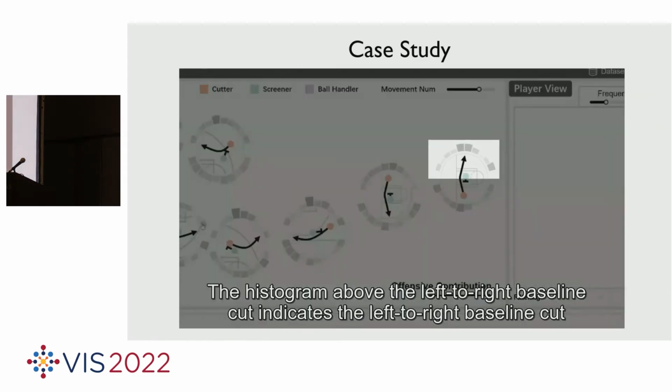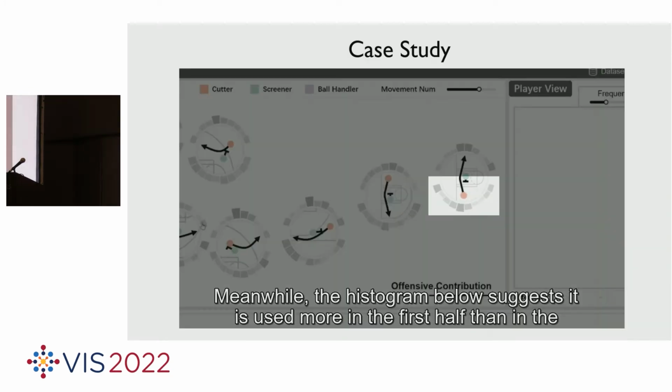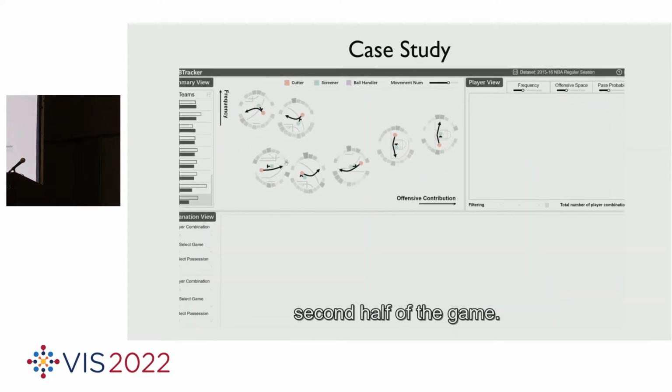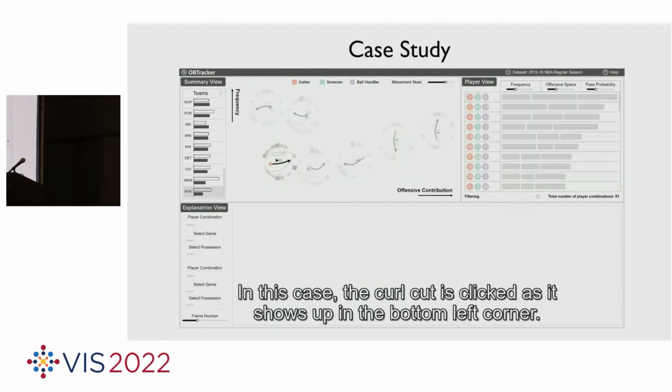The histogram above the left-to-right baseline cut indicates the left-to-right baseline cut is often used when the score is close or in a big lead. Meanwhile, the histogram below suggests it is used more in the first half than in the second half of the game. In this case, the curl cut is clicked, as it shows up in the bottom left corner.